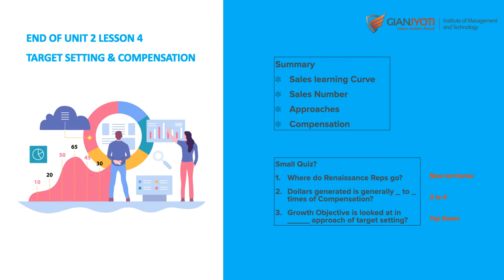The Renaissance reps, once they move from phase 1 to 2 or 3, that is the next stage, are moved to the new territories. Dollars generated is generally 3 to 4 times of compensation. Growth objective is looked at in top-down approach.